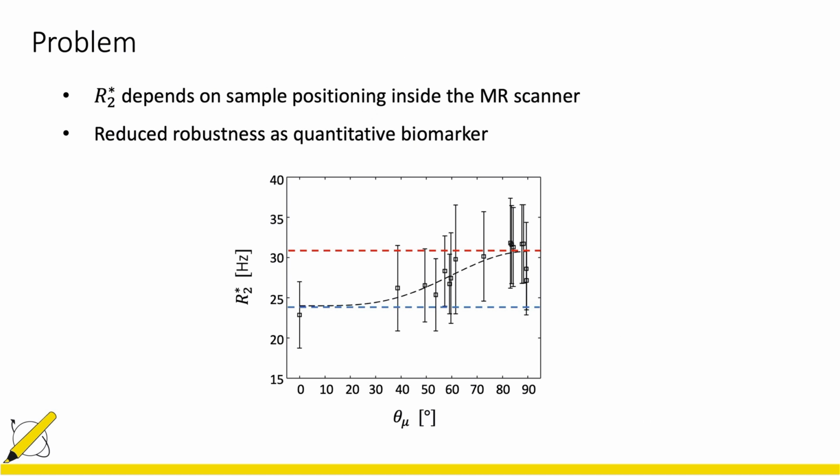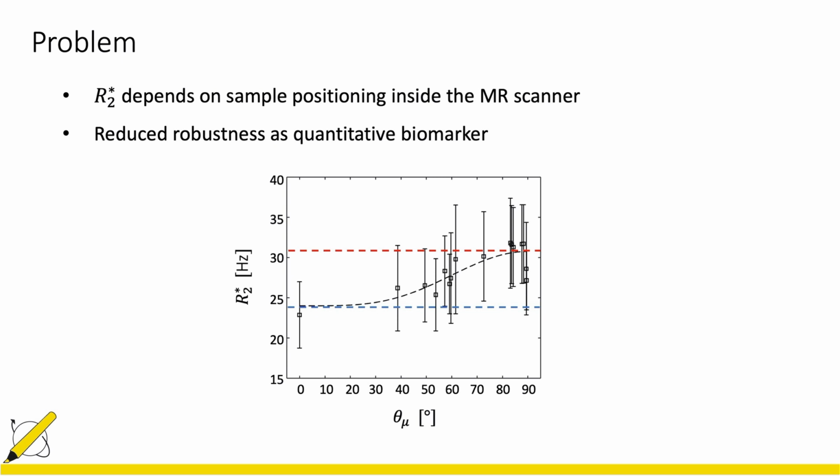The problem is that due to this effect, the R2 star value that we observe at a specific location in a sample becomes dependent on the positioning of the sample inside the magnetic field. This in turn limits its utility as a quantitative biomarker. Therefore, a separation of the orientation-dependent part from the orientation-independent part of R2 star would be very helpful. This separation has been achieved by others before us. However, our method differs from these methods in that only a single gradient recalled echo experiment at an arbitrary, unknown orientation of the sample is required.